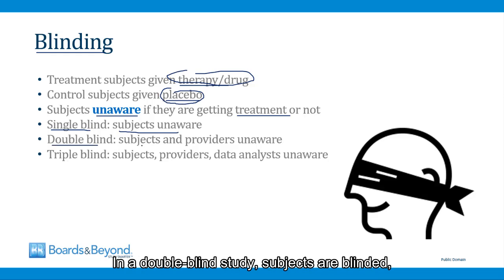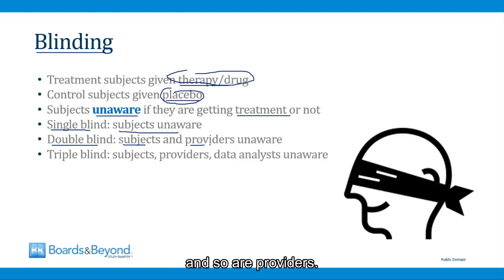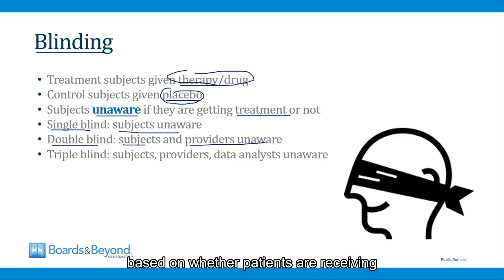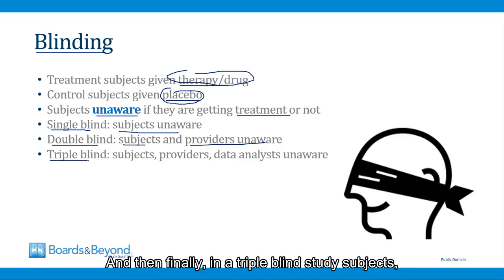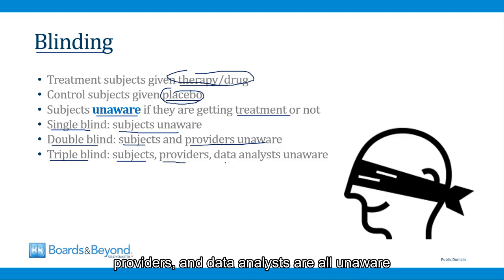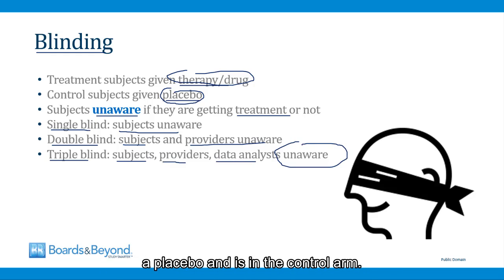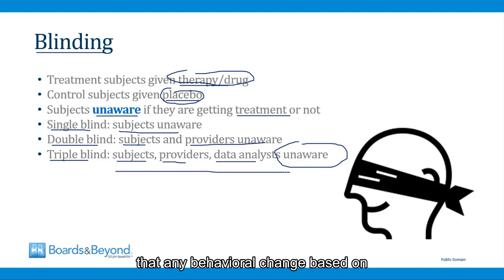In a double-blind study, subjects are blinded and so are providers. This way, providers can't change what they're doing based on whether patients are receiving the intervention or not. And then finally, in a triple-blind study, subjects, providers, and data analysts are all unaware of who has gotten the drug and who has received a placebo and is in the control arm. And this makes it very unlikely that any behavioral change based on a subject or a provider or a data analyst could influence the outcome of the study.